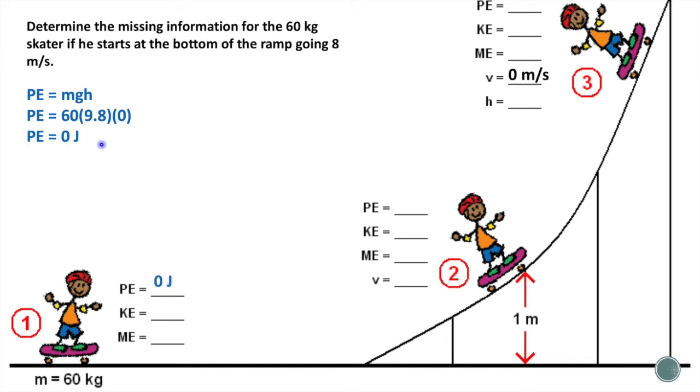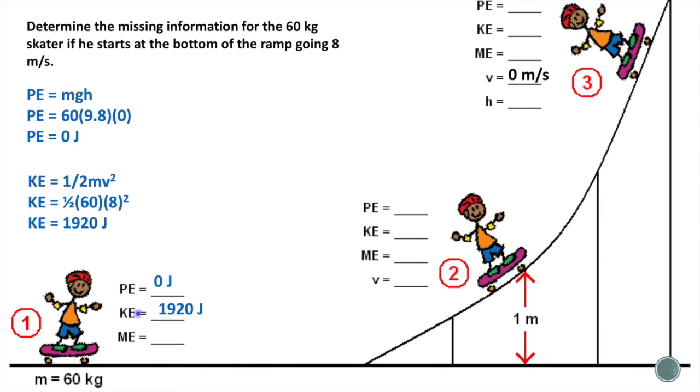All right. Next up, I can find his kinetic energy. 1/2 times mass of 60 times 8 squared. That 8 did come from up here in our directions. And when I multiply that on the calculator, I get 1,920 joules. All right, so that's my kinetic energy for spot 1.